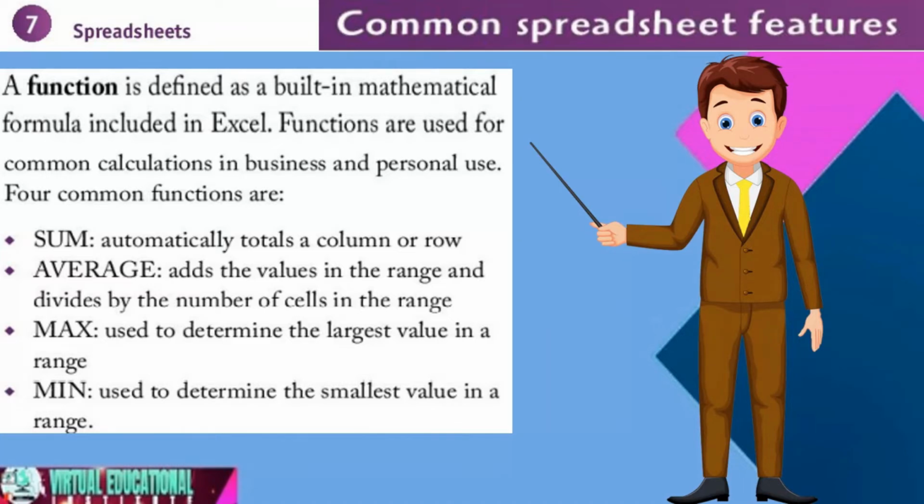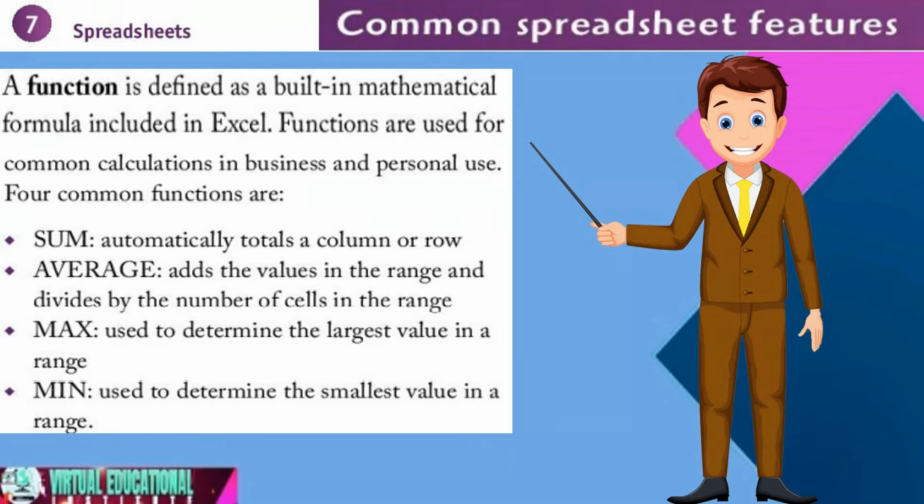Let's move over to our average. Average adds the values in the cells and divides them by the number of cells in the range. Then we have our max, and max here suggests maximum. Max is used to determine the largest value in a range. So therefore, if you have several numbers in a range of cells, you can use your max function to determine which of those values is the largest.